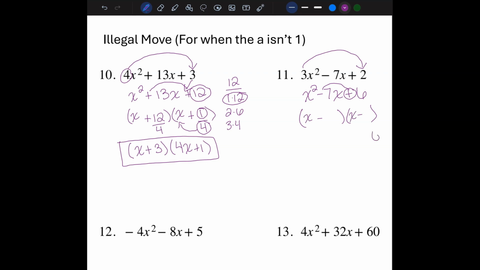And I'm looking for two numbers that multiply to make 6. So 1 and 6 or 2 and 3. And I need the combination that will add to make 7. That would be 6 and 1. Since these are exactly the same, doesn't matter where I put the 6 and where I put the 1. But again, I can't stop here because if I multiplied them together, I would not get what I originally had. X times x does not make 3x squared.